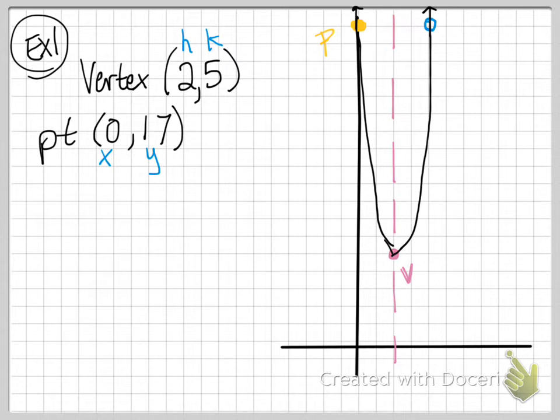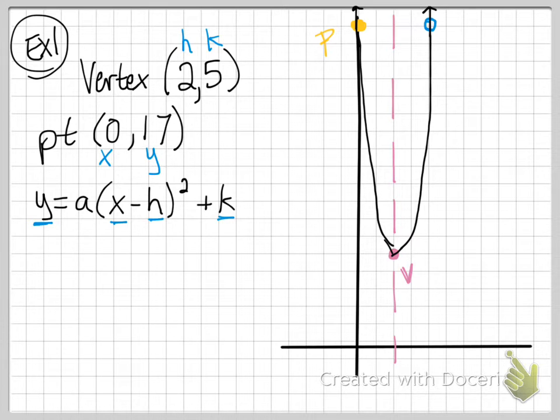So we need to find the a value. That's what we're looking for. So we're going to plug everything else in. First thing I'm going to do is actually write the equation. So it's y equals a times (x minus h) squared plus k. Okay, so what are we plugging in? Alright, I'm going to plug in y, x, h, and k. Alright, here we go. Let's try it.